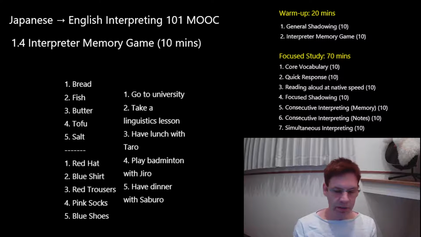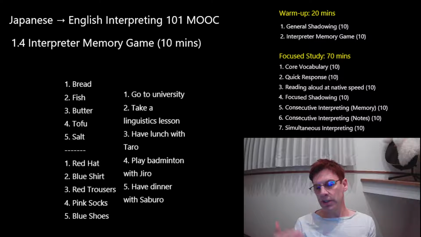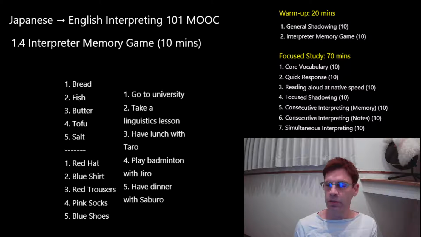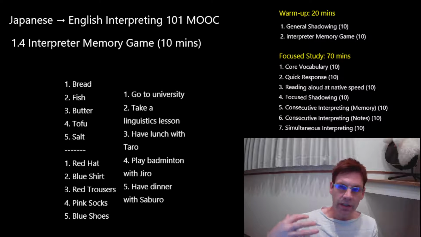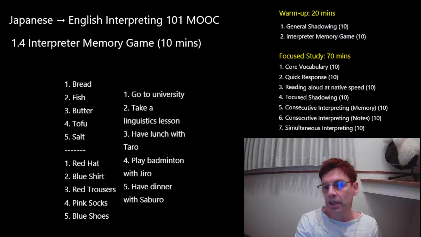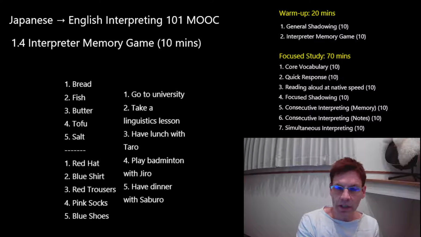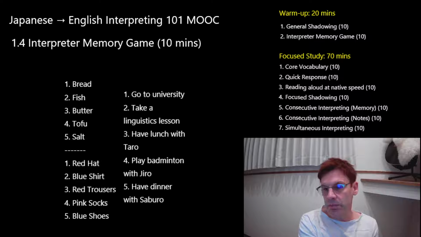Okay, and the third one is something you find is that when people talk about events, they're actually quite logical. There's usually a chronological order to the events that they're talking about. So here you start with going to university. Naturally, when you go to university, you'll take a class. After that, you'll have lunch. I've used the name Taro here.